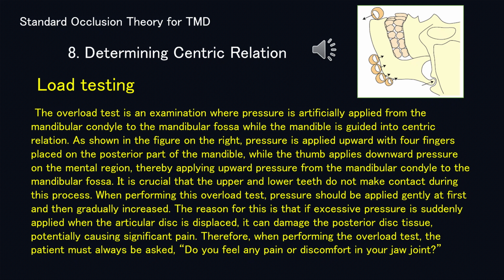When performing this overload test, pressure should be applied gently at first and then gradually increased. The reason for this is that if excessive pressure is suddenly applied when the articular disc is displaced, it can damage the posterior disc tissue, potentially causing significant pain. Therefore, when performing the overload test, the patient must always be asked, "Do you feel any pain or discomfort in your jaw joint?"